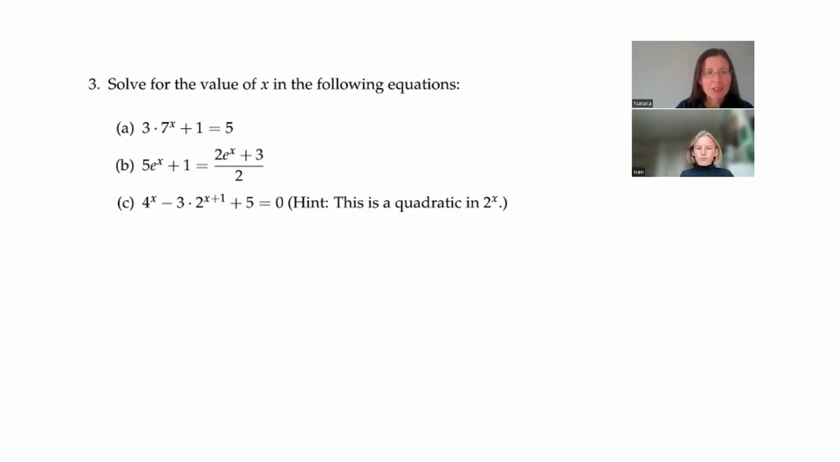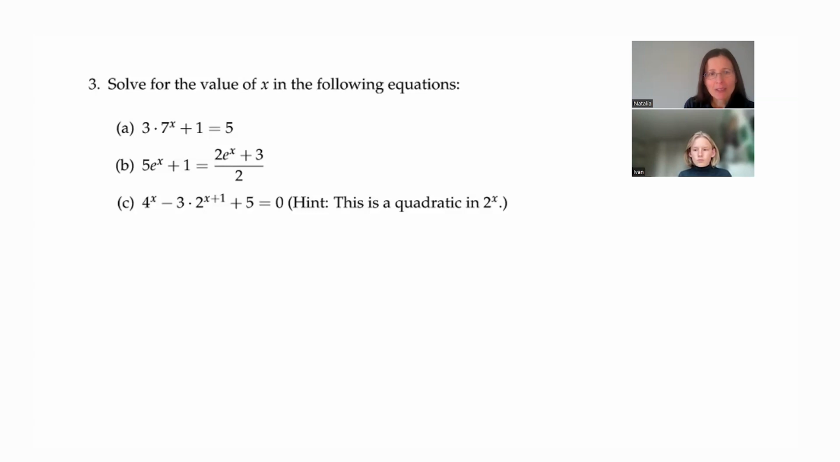Problem 3. Solve for the value of x in the following equations. We have 3 equations, and they're all with exponents, but when we will be solving at the end, we will need logarithms as well. So let's review what the logarithm is.